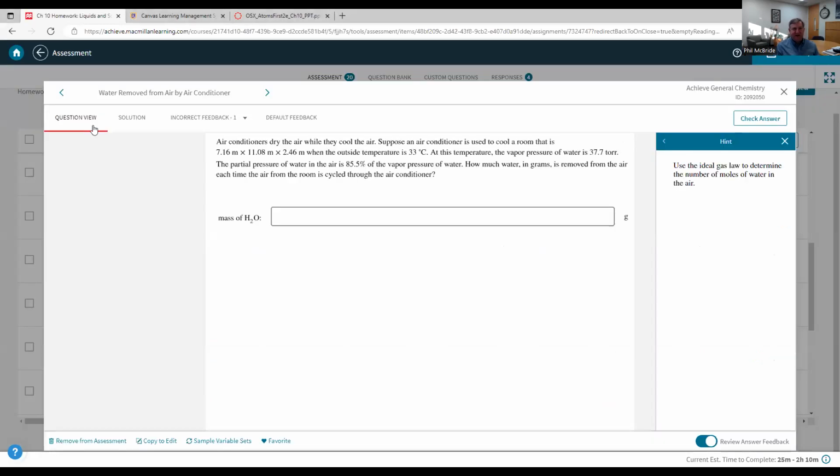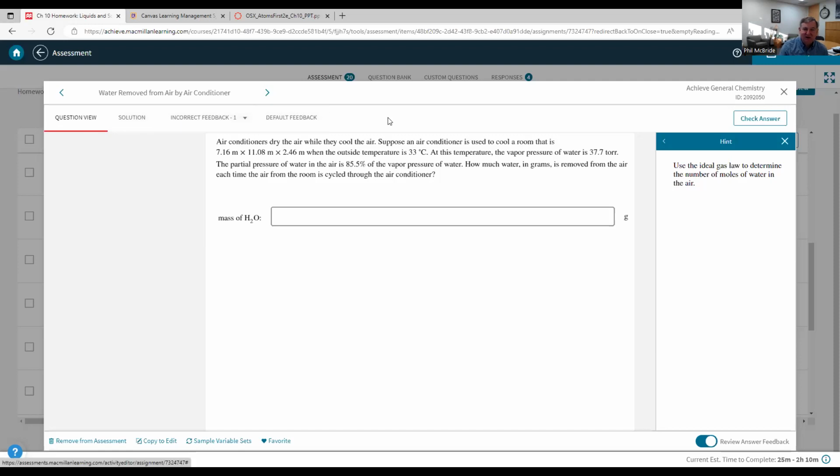All right, this one says air conditioners dry the air while they cool the air. Suppose an air conditioner is used to cool a room that is 7.16 meters by 11.08 meters by 2.46 meters when the outside temperature is 36 degrees Celsius. At this temperature, the vapor pressure of water is 37.7 torr. The partial pressure of water in the air is 85.5% of the vapor pressure of water. How much water in grams is removed from the air each time the air is cooled?